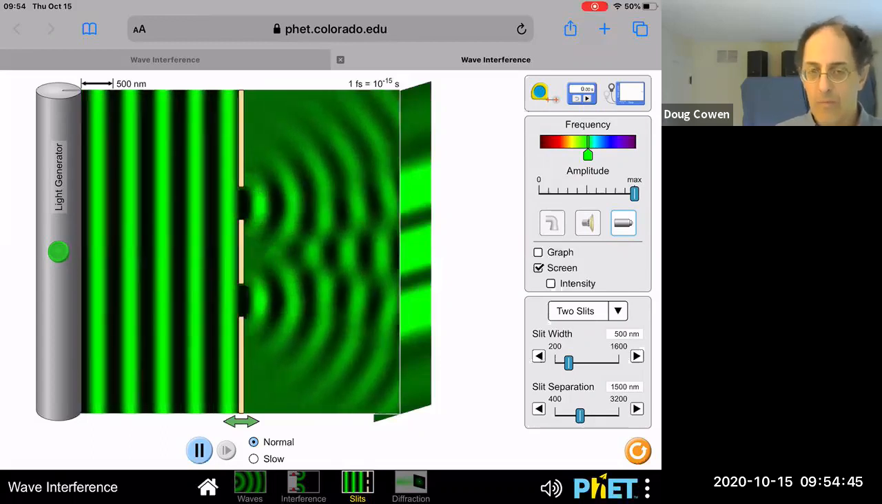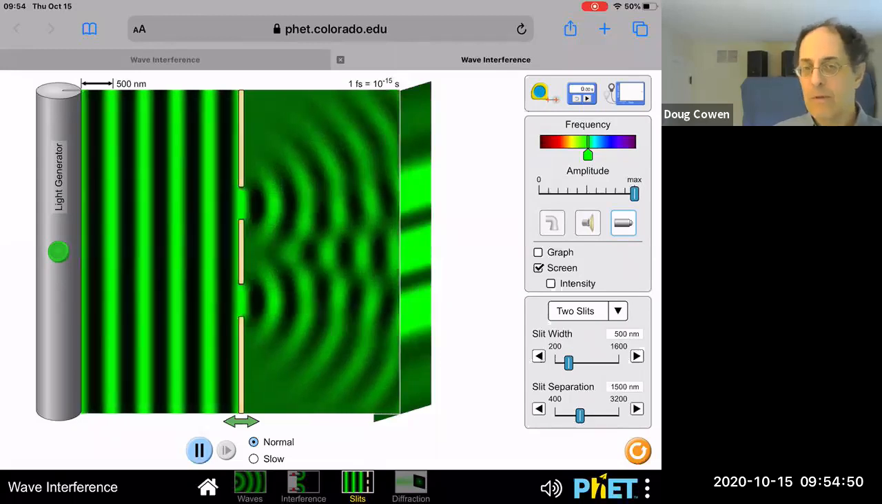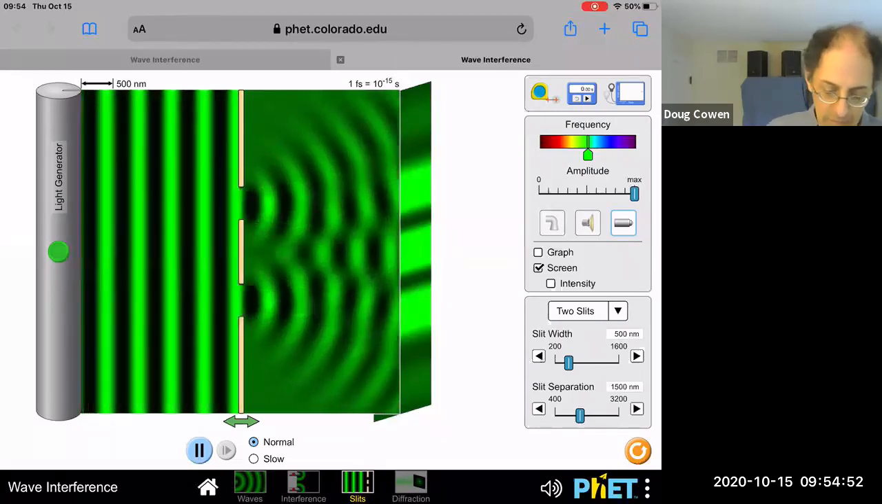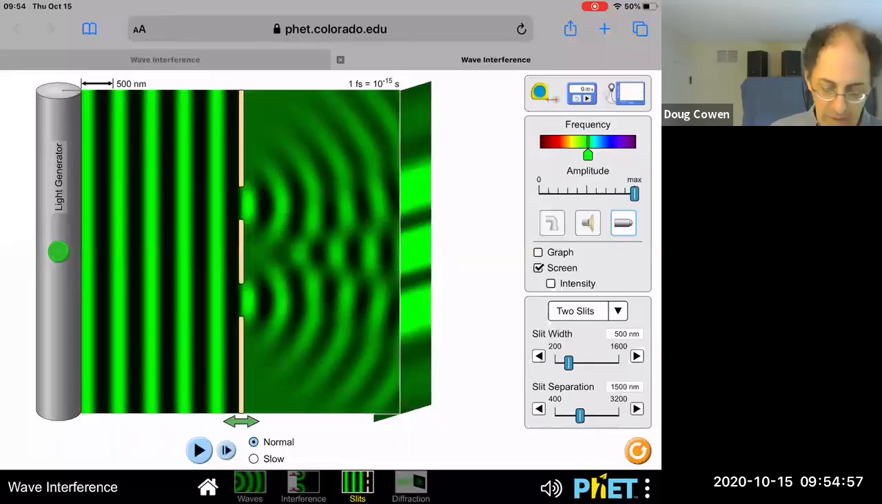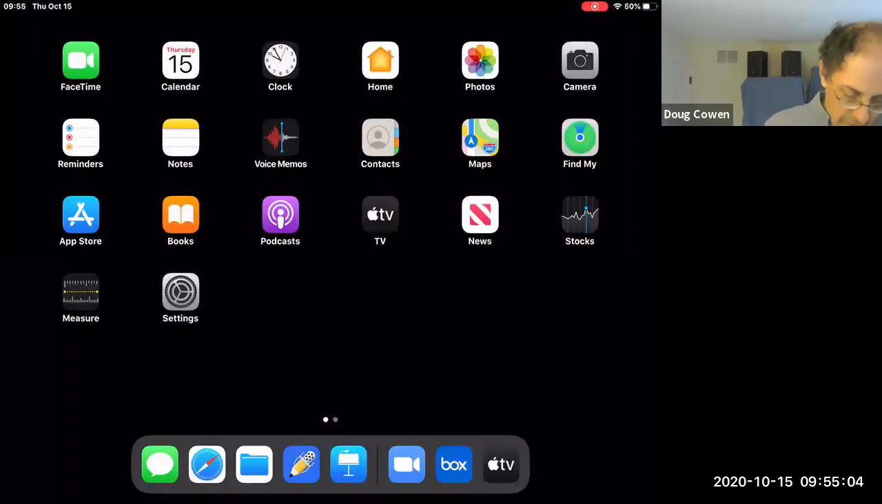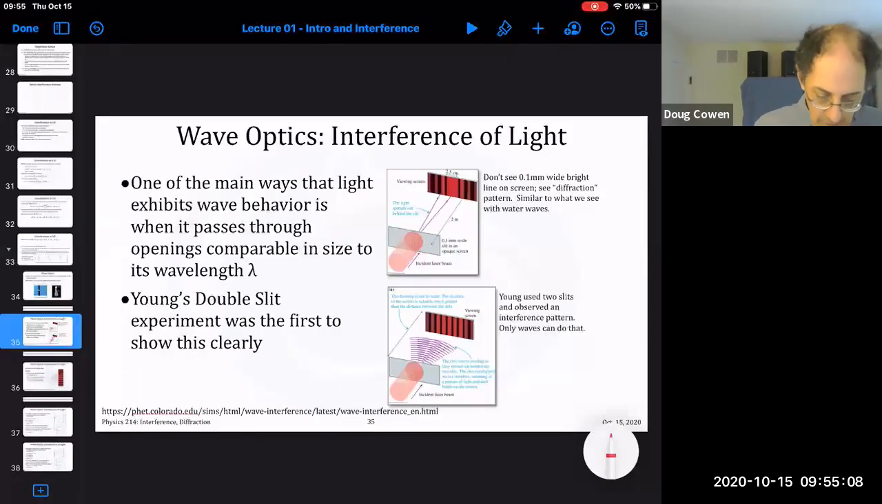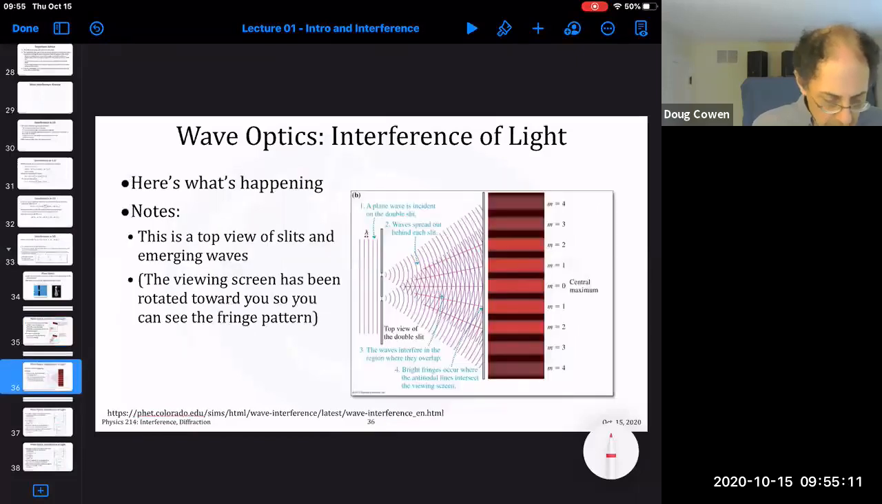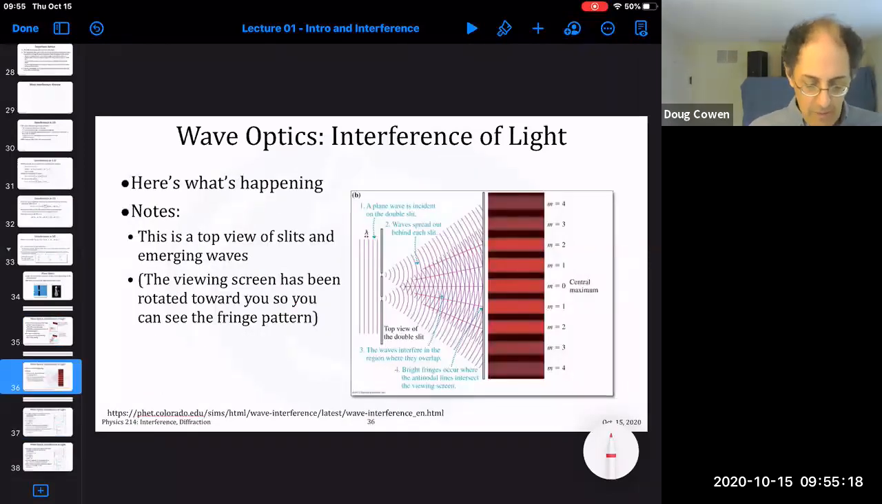And then the interference pattern is due to the different distances that the waves travel as they get to the screen. And you can see that the screen now doesn't have a uniform illumination, but instead it has some bright fringes and dark fringes. So I encourage you to play around with that if you get the chance. So let me go through the details of how this works out.